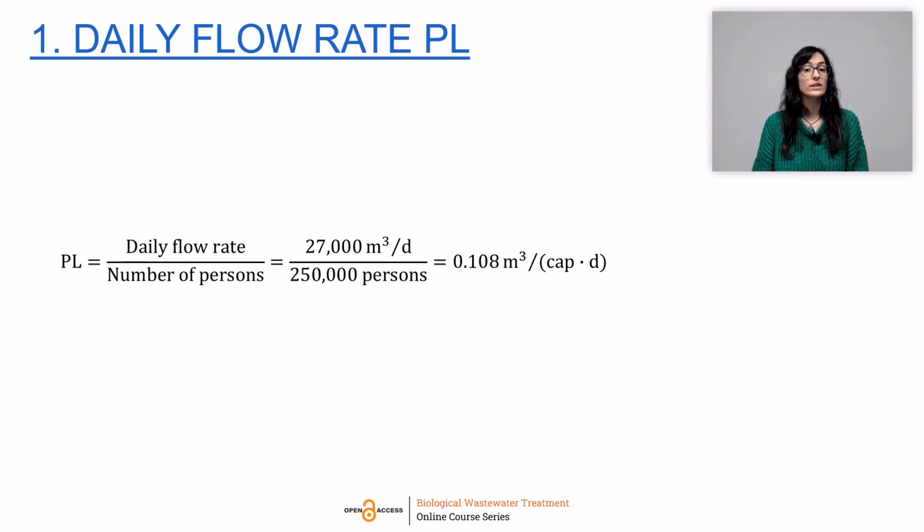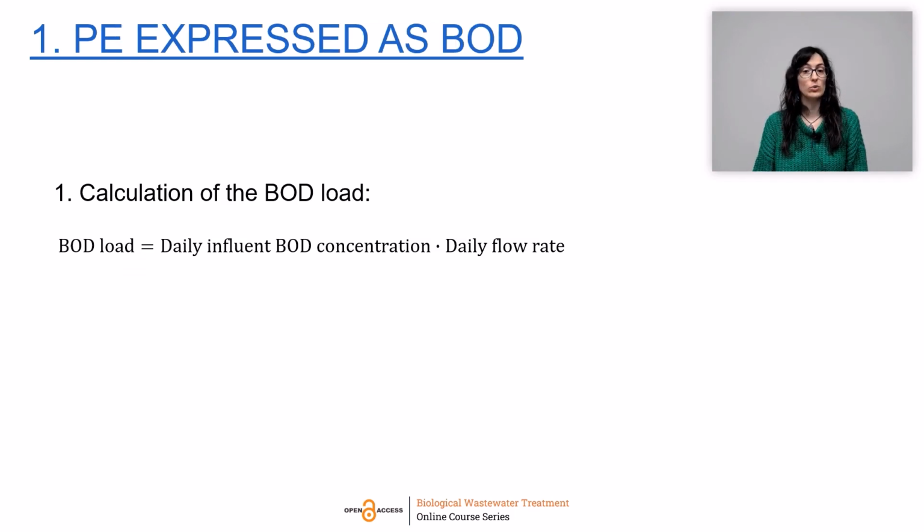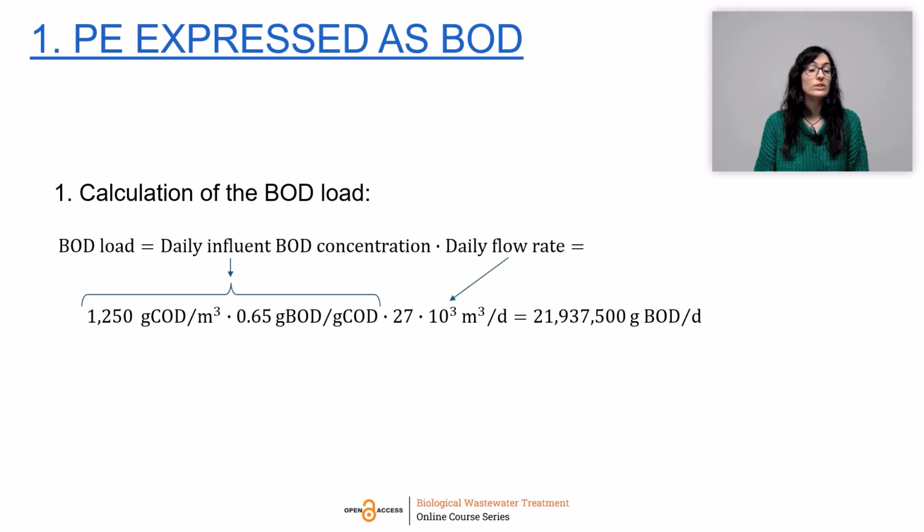Now we have to calculate the population equivalent based on the BOD load. And the first thing that we have to do is to calculate what is the actual daily BOD load. We can do it by multiplying the BOD concentration by the daily flow rate. We don't have the BOD concentration as such from the information that has been given in the exercise, but we know how much is the COD concentration in the influent and also what is the BOD to COD ratio. And with this information, we can first know what is the BOD concentration and then calculate the BOD load.